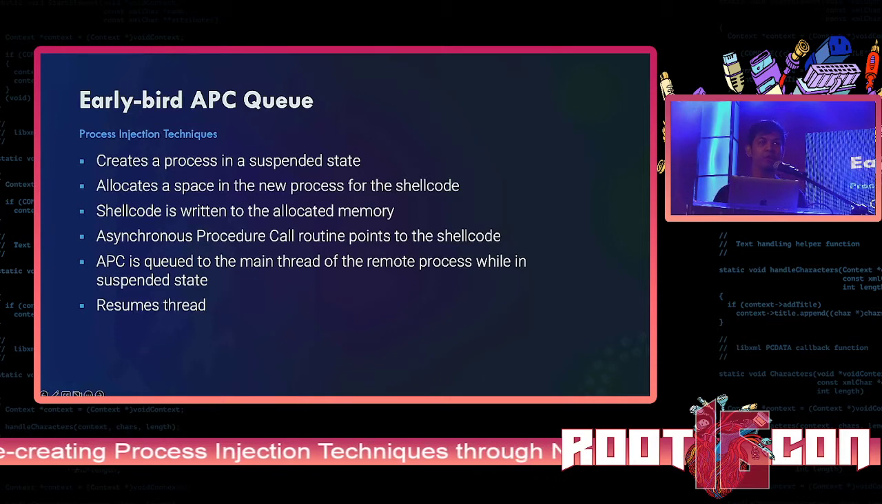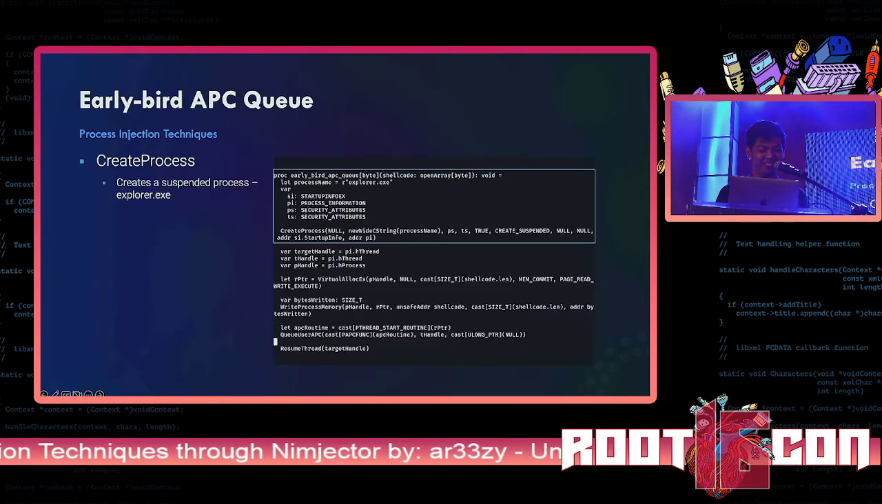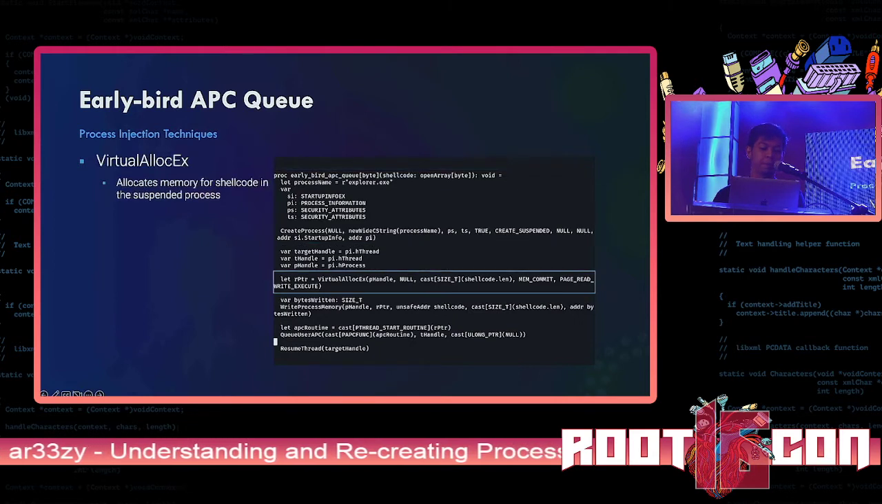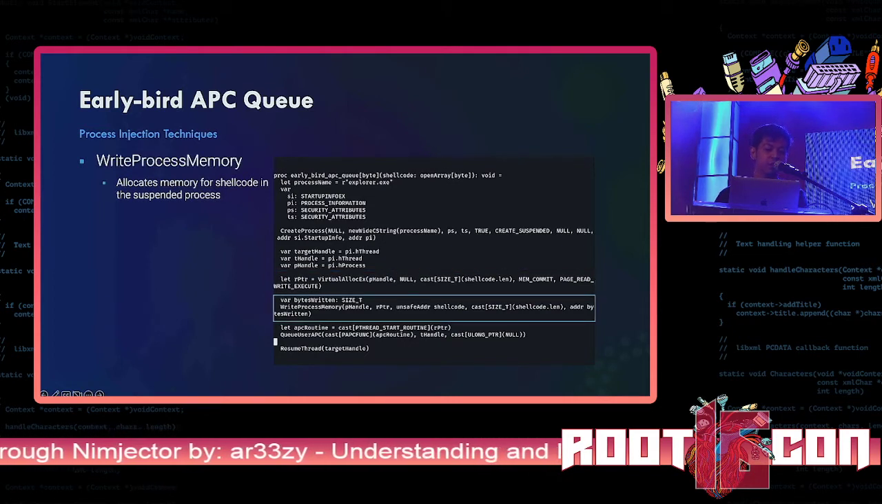So let's run through again some API calls. So first, it's the create process. So what you do is you create a new process in the suspended state. Next is you allocate again and again. Allocate a memory space in that remote process in Explorer.exe. Next is the write process memory. You write again the shellcode in that allocated memory space.